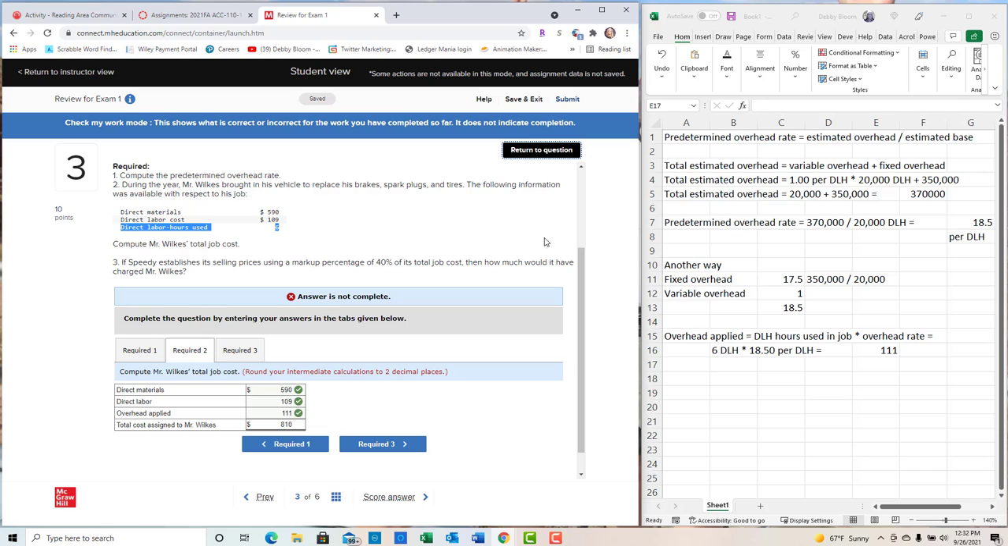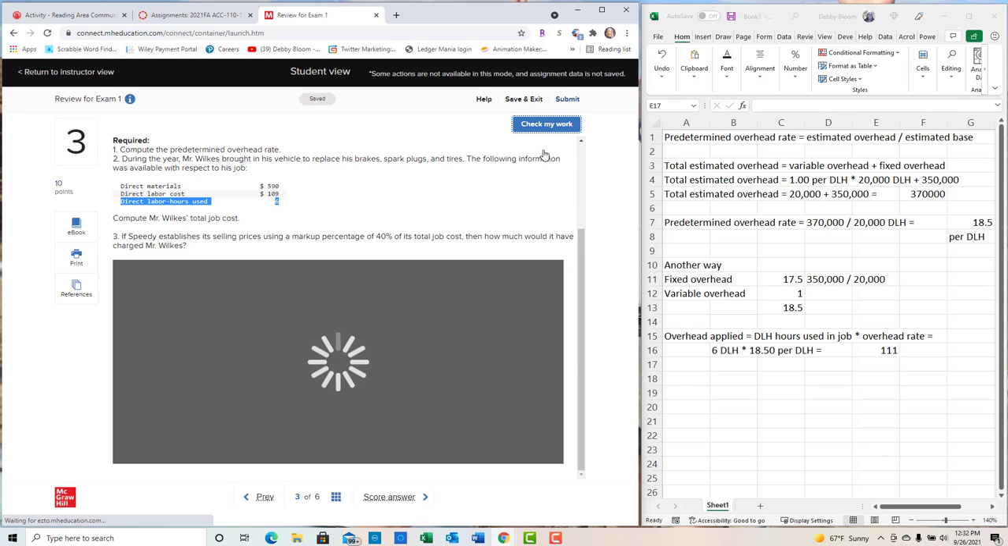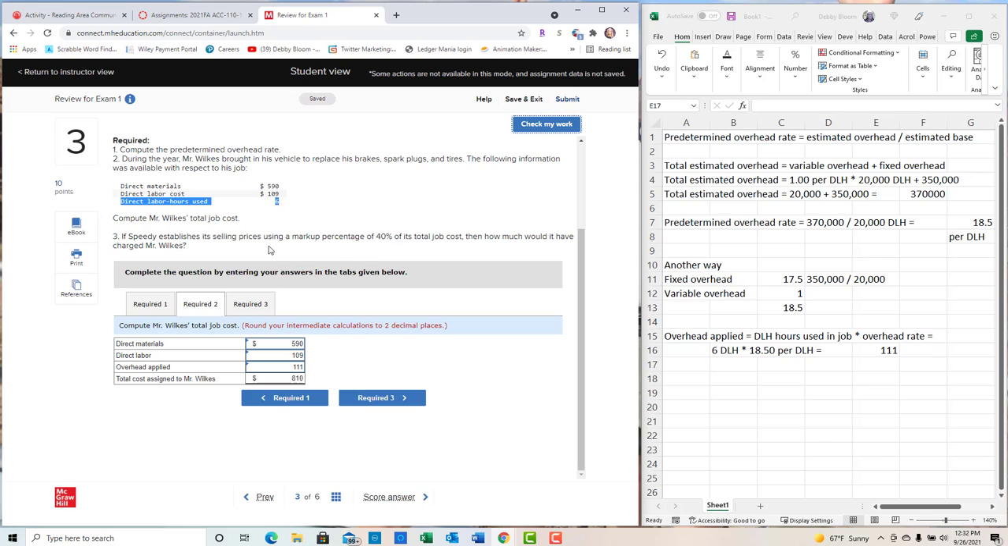Now let's move on to part 3. In part 3, if Speedy establishes its selling prices using a markup percentage of 40% of its total job cost, then how much would it have charged Mr. Wilkes? So basically, in using a markup, we take the total cost of the job, add the markup, and then when we do that, we get to the total price of the job, what we're going to charge the customer.